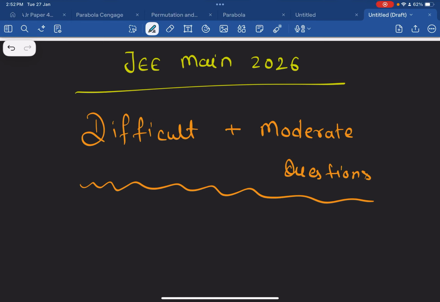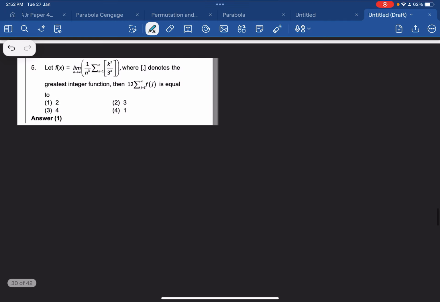Hi everyone, let us discuss a few difficult as well as moderate questions of JEE Main 2026 for the maths. So here this question came in the JEE Mains 2026. Let us try to solve this question.